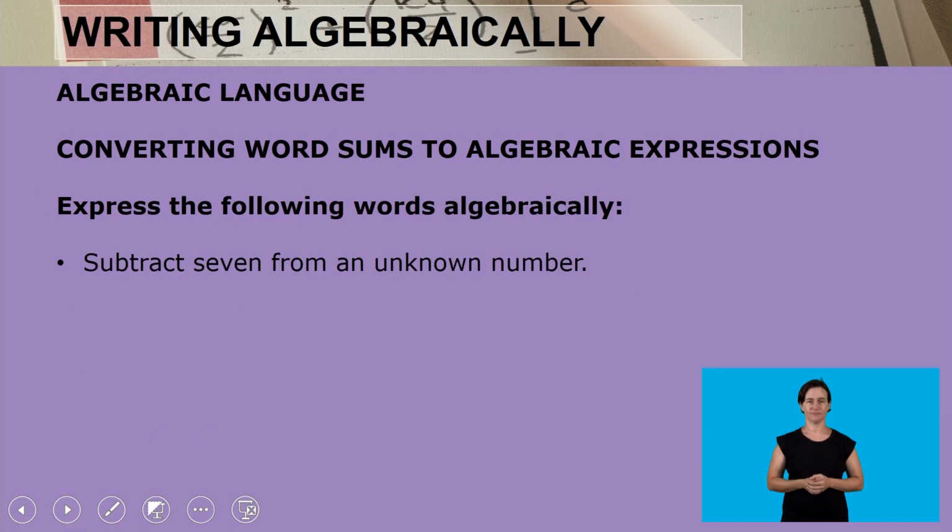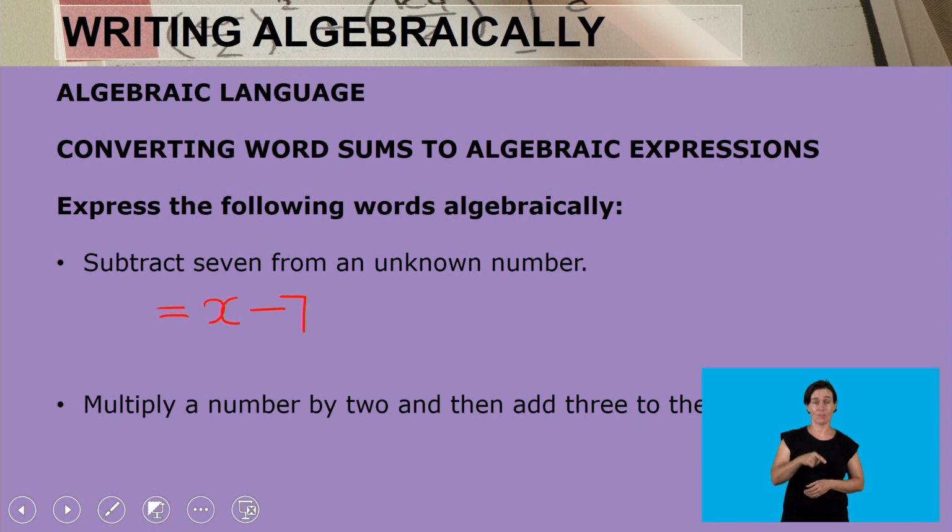Let's now convert or express the following statements algebraically. The first one says subtract 7 from an unknown number. So we are subtracting 7, and where are we subtracting the 7? From an unknown number. So that is an unknown number minus 7, that is x minus 7.